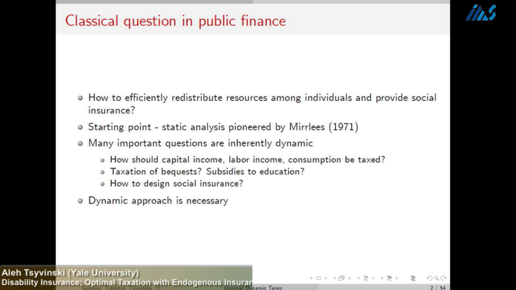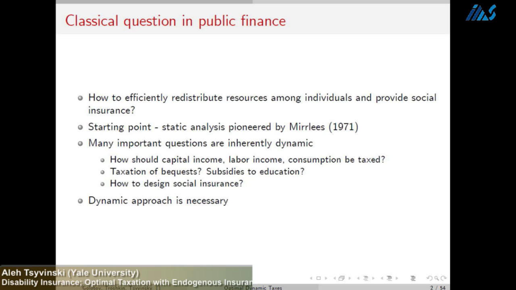However, if you think about many of the questions that have been talked about in this school, some of the questions of public finance are inherently dynamic. So, for example, how should one tax capital income? How should one tax labor income over time? Should the labor income when you're older be taxed differently from labor income when you're younger? How should consumption be taxed? How to tax bequest? How to tax or subsidize education? How to design social insurance? All these questions are, at their heart, fundamentally dynamic.